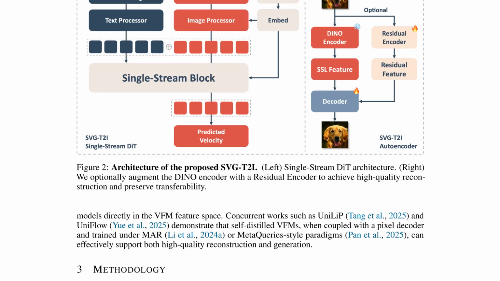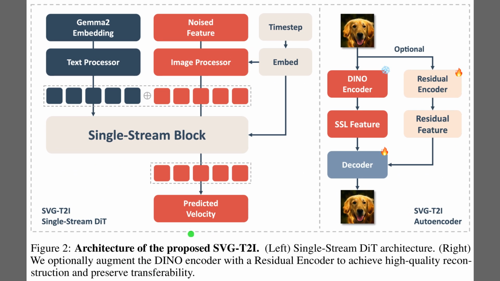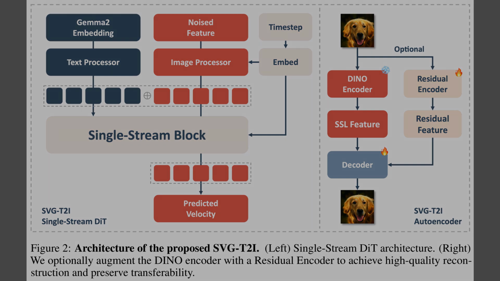Figure 2 explains how SVG-T2I processes text and images together in feature space. The left side shows a single-stream transformer block that takes Gemma 2 text embeddings, noised DINO features, and a time embedding, then predicts the denoising velocity, which is the direction that removes noise from features. The right side shows the autoencoder, where a frozen DINO encoder yields self-supervised features and an optional residual encoder adds fine detail before a decoder turns these features back into pixels. This joint design means the same feature space supports both reconstruction and text-conditioned generation.